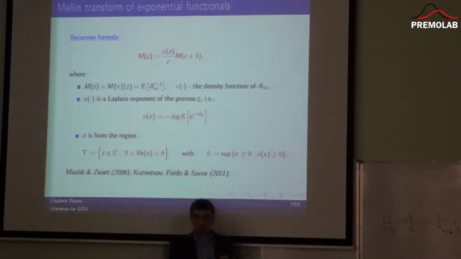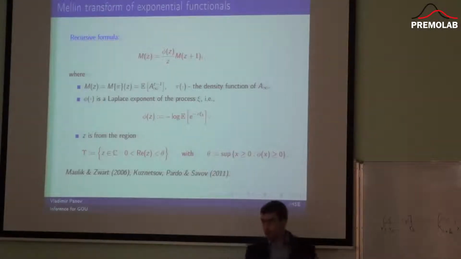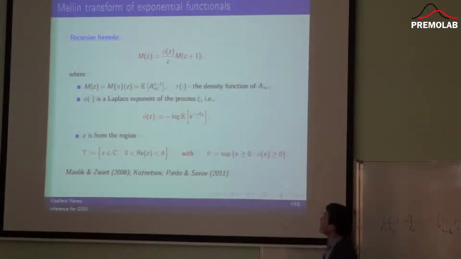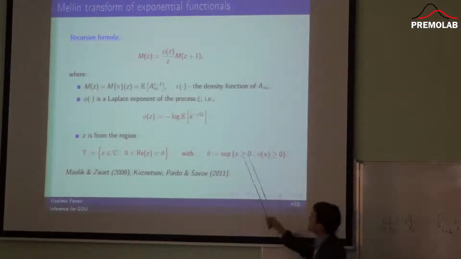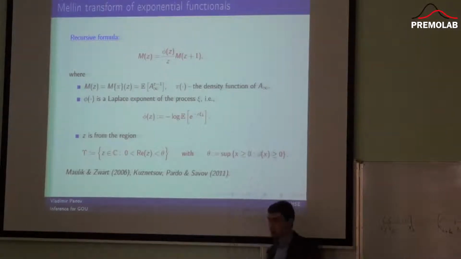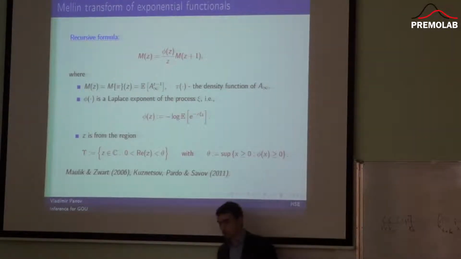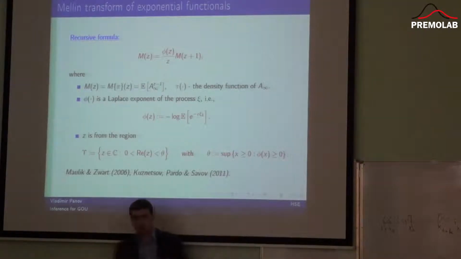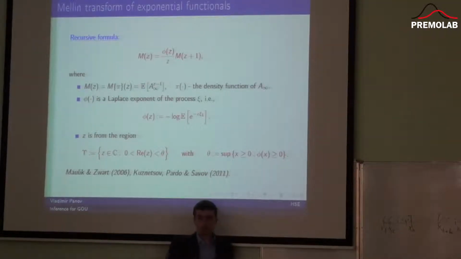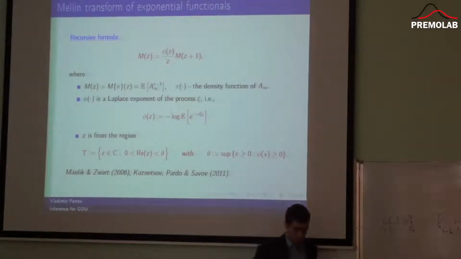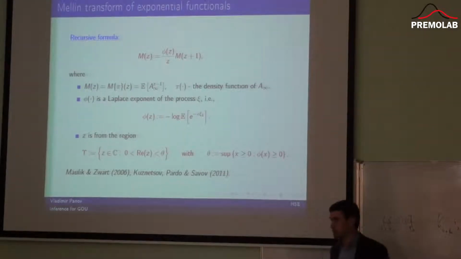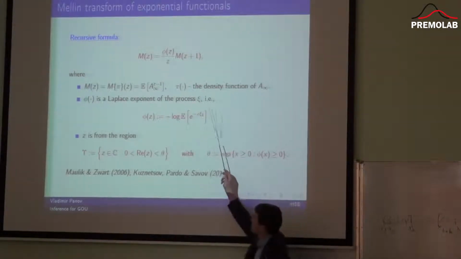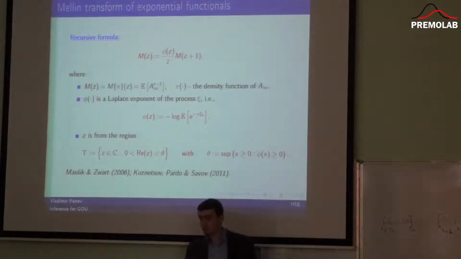Why do we need this formula? Because it allows us to estimate the Laplace exponent of the process by the Mellin transform of its exponential functional. And as you will see later, this gives us an opportunity to estimate the parameters of the process xi and to completely recover the Levy measure of this process.